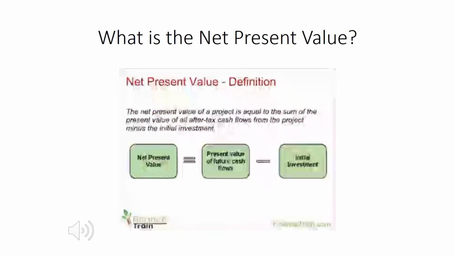The net present value of a project is equal to the sum of the present value of all after-tax cash flows from the project minus the initial investment. So what we are essentially saying is that if the project will earn us so much money in each of the coming years, what will be the value of that money earned in today's terms? So we will get the present value of the future cash flows from the business. We know how much we have invested in the business. So NPV is the difference between these two.